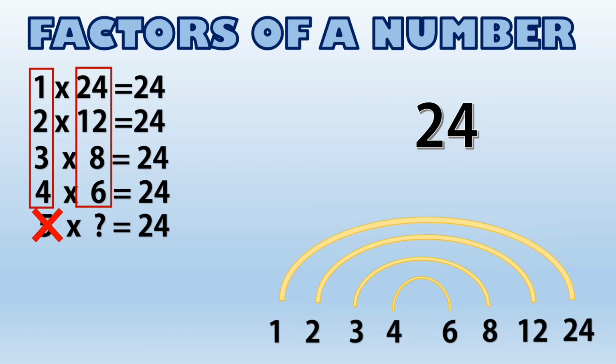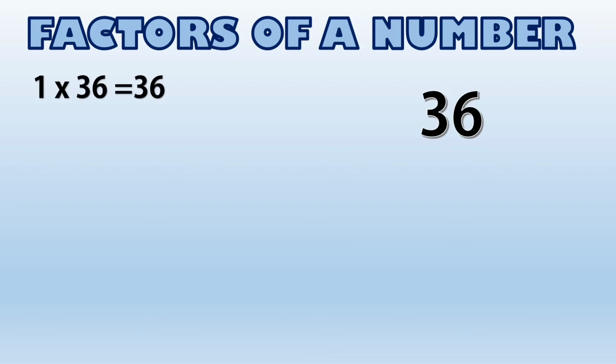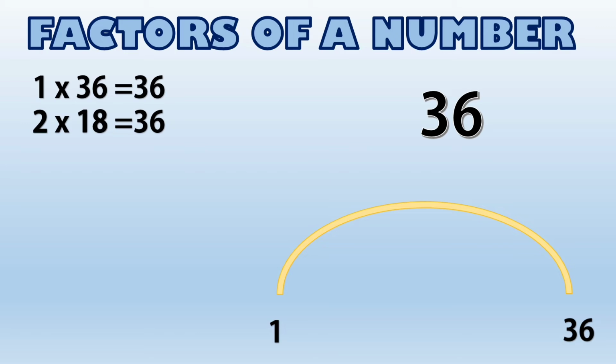Let's have another example. Try to get the factors of 36. Again, just repeat the process. Start with 1 and think of all the numbers between 1 and 36 that could possibly be a factor of 36. Use an arch to organize the factors.